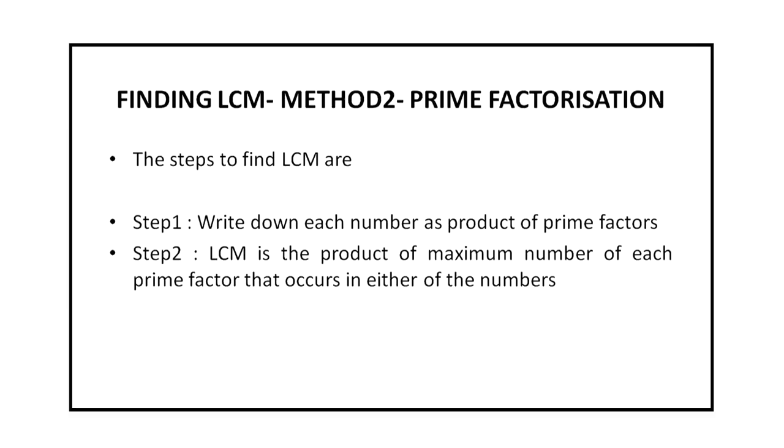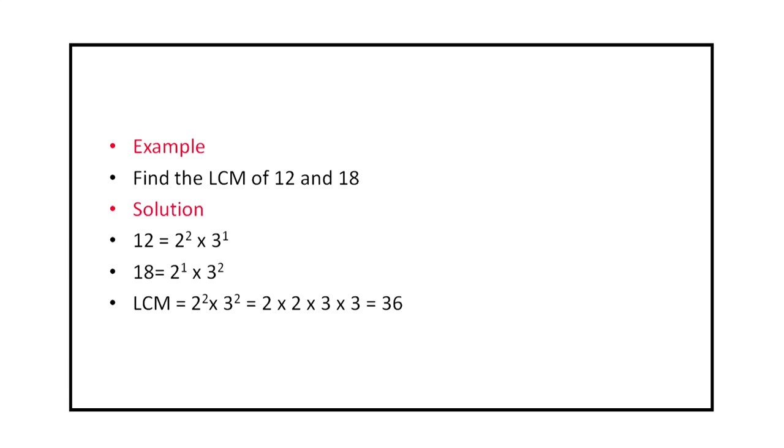Finding LCM by the second method, which is called the prime factorization method. The steps here are: step number 1, write down each number as a product of prime factors, as we did in HCF. Step number 2, LCM is the product of the maximum power of each prime factor that occurs in either of the numbers. Let's do it with the help of an example. Find the LCM of 12 and 18.